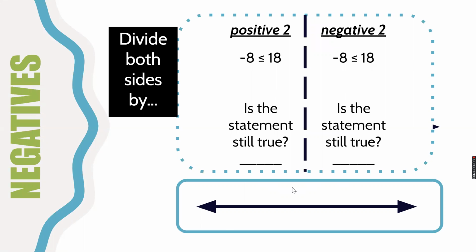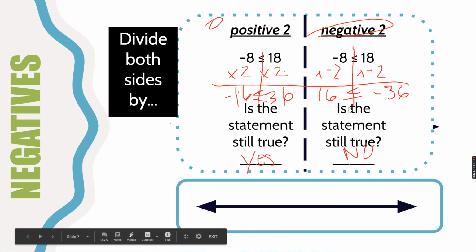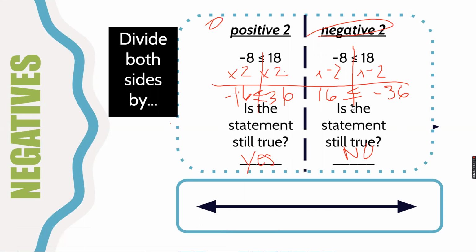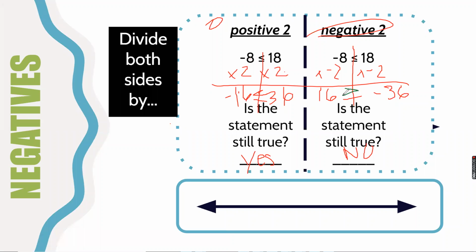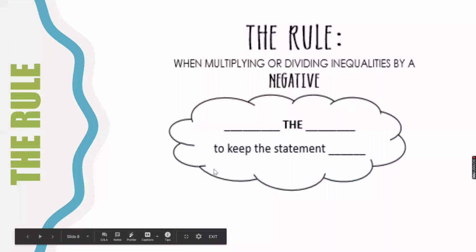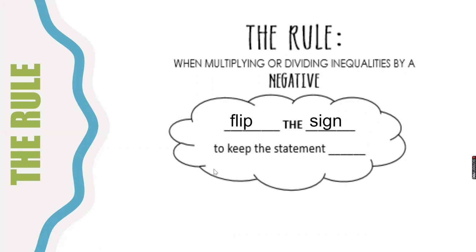So what do I mean by that? Let's go back over here. I know that this was a false statement. If I would have flipped the sign, so if I would have taken this and put it in the other direction, hey, look, now it's a true statement. 16 is bigger than or equal to negative 36. So that is a super important part of our notes today. Whenever we're multiplying or dividing inequalities by a negative sign, we have to flip the sign to keep the statement equal. So make sure that's in your notes.